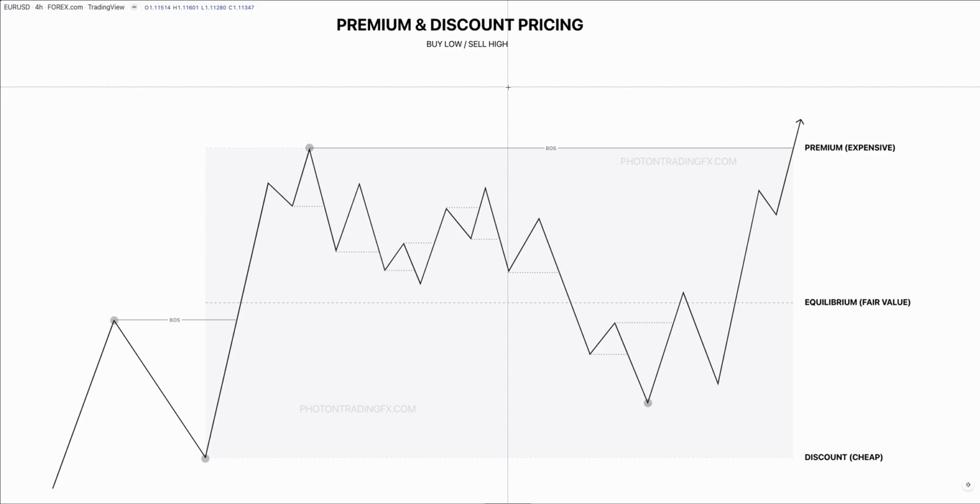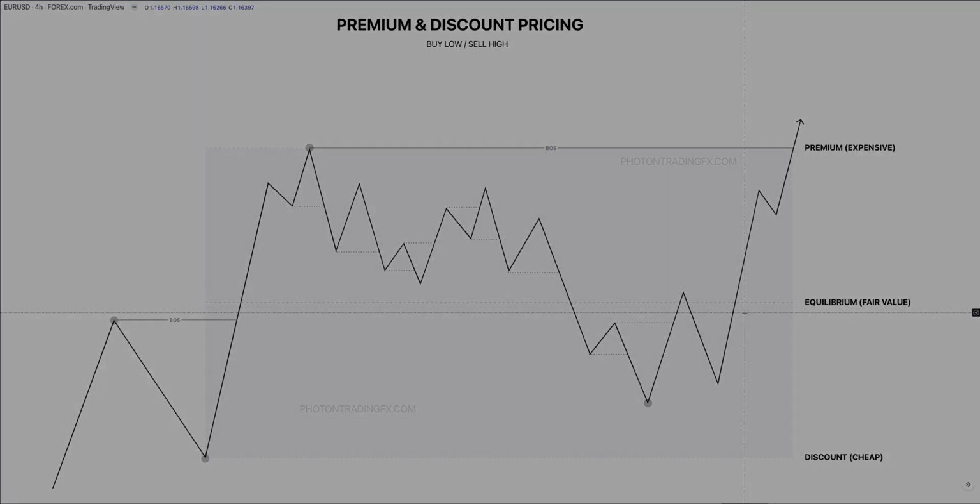So, reasonably simple tool. You can obviously use it in more complex scenarios like I just spoke about there at the end. But essentially all we want to be doing is buying low and selling high for the most part. And this is one tool that can help you to do that. So let's take a look at some examples on the charts.